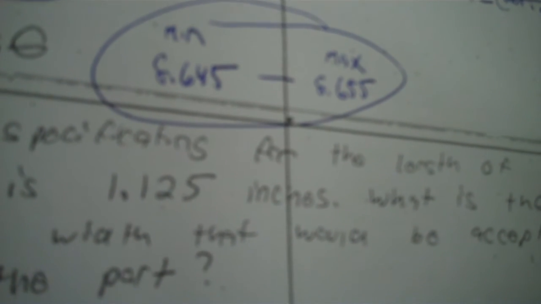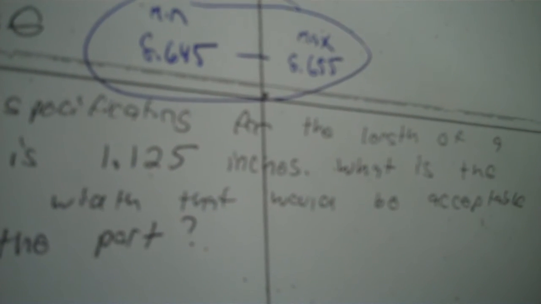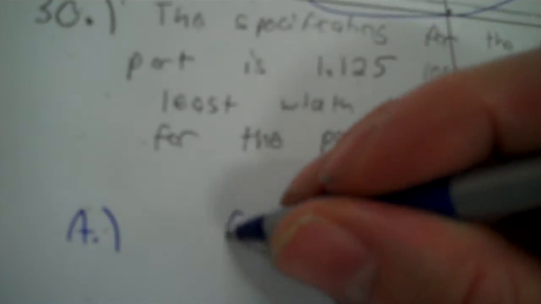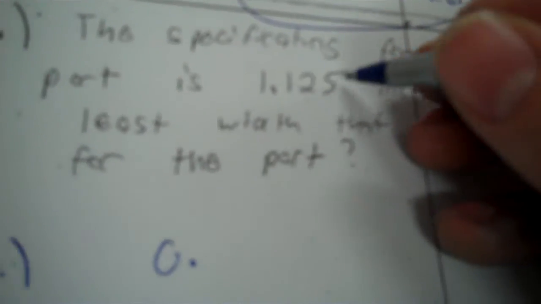Okay, number 30, the specifications for the length of a part is 1 125 thousandths of an inch, otherwise known as 1.125. What is the least width that would be acceptable for the part? Okay. Set it up like you're doing here. And then the minimum is the least acceptable. That's the answer. Okay. So, least acceptable is the minimum, but I'm going to think of it in the same terms I'm doing this. So 0.001.